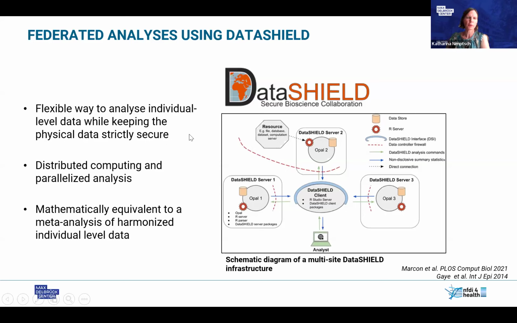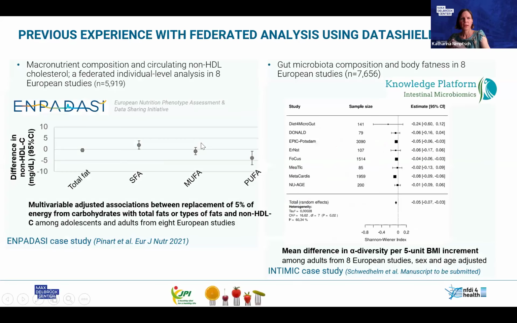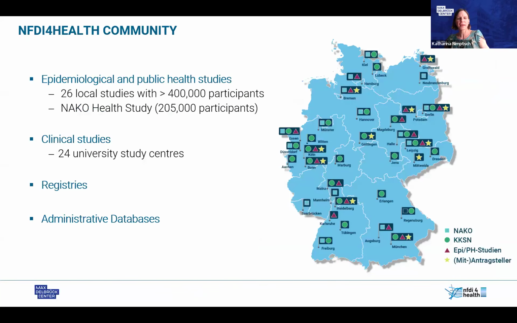It works with distributed computing and parallelized analysis. And what is important for us researchers is that it's really mathematically equivalent to a meta-analysis of pooled harmonized individual level data. And we have worked in previous knowledge platforms, and so we gained some experience with DataShield. In the end, we were able to run federated analysis on multiple studies and also publish the results. So we already have positive experience with that.